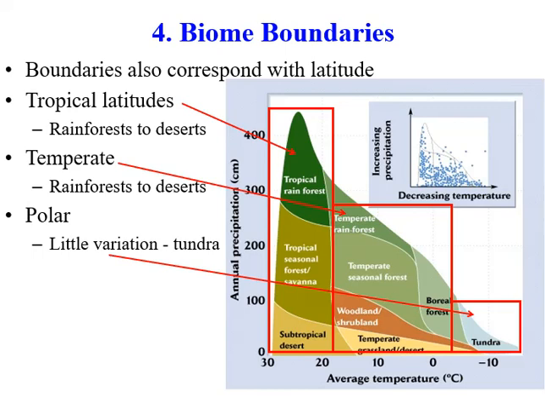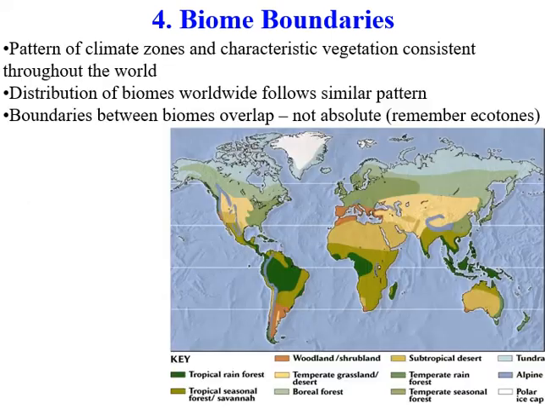And then you've got these polar latitudes at high latitudes, either to the north or to the south, where it's very cold and it's pretty dry. It's pretty extreme conditions, and you don't have very many organisms that can survive there. That's where you find the tundra biome.